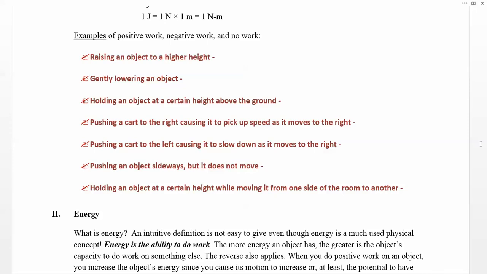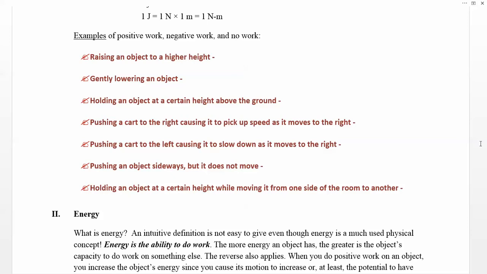Holding an object at a certain height above the ground. Well, that's no work since you are exerting a force, but there's no distance moved. Pushing a cart to the right, causing it to pick up speed as it moves to the right. That's positive work because force and displacement are in the same direction.